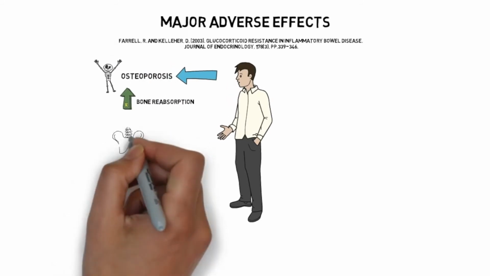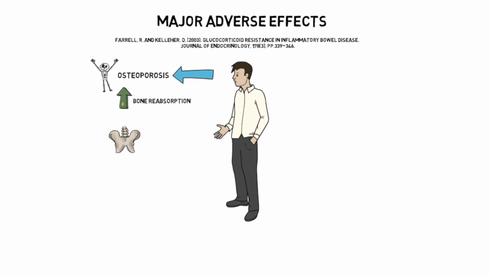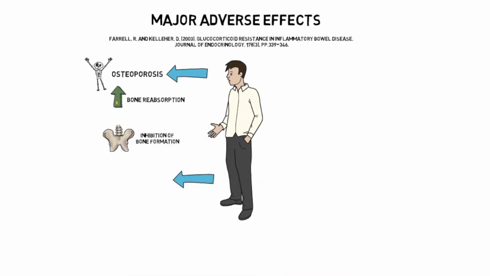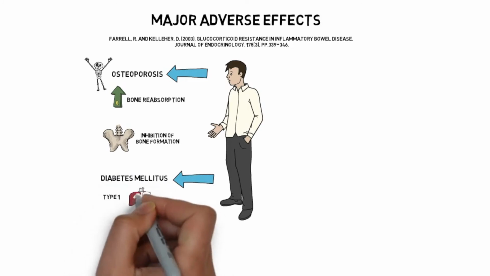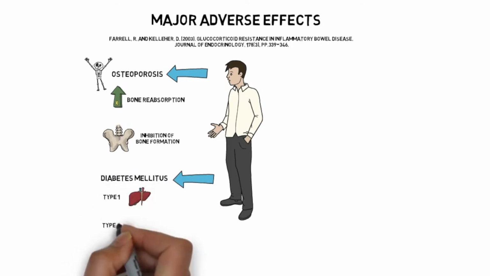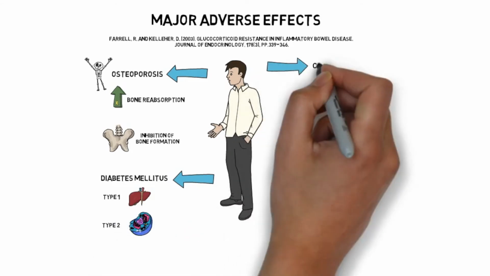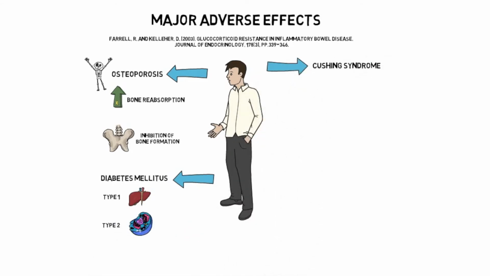Glucocorticoids are also found to induce diabetes mellitus, a disease that prevents the body from utilizing glucose, and this can be either type 1 or type 2 diabetes. Cushing syndrome is also another adverse effect. It is caused by prolonged exposure to high circulating levels of cortisol when taking the glucocorticoids.